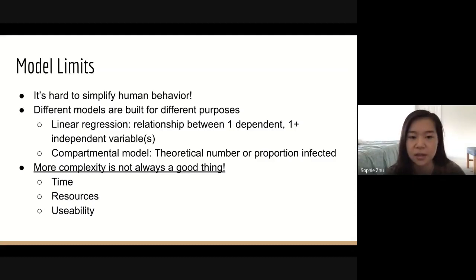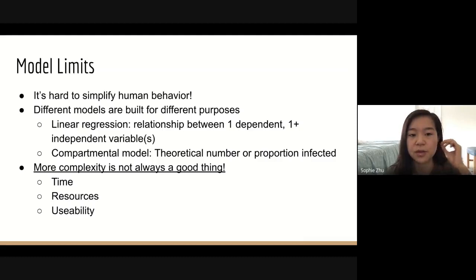And that's where something like the compartmental model can come in. So the compartmental model is a simplified mathematical way to look at disease transmission and progression in an epidemic or pandemic. And this final result will yield this theoretical number or a proportion of people infected. And so obviously, looking at some of the models or hearing about some of the models you might have seen on the news, this is something that might be somewhat familiar. So obviously the jump from linear regression to a compartmental model is very huge.